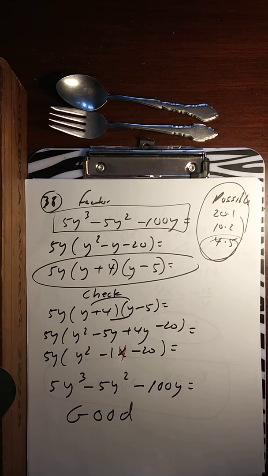Is it going to work? Yes or no? I don't know. Let's find out. Yeah, let's fix this here a little bit. There you go. Now it's better. So now we have 5y times this is 5y cubed. 5y times that one's going to be negative 5y squared. And 5y times that is negative 100y. It's good.